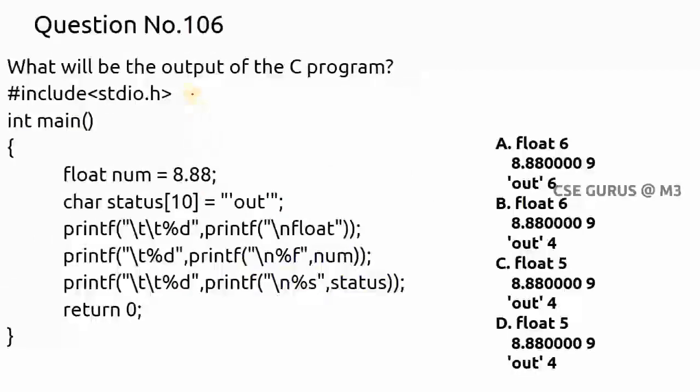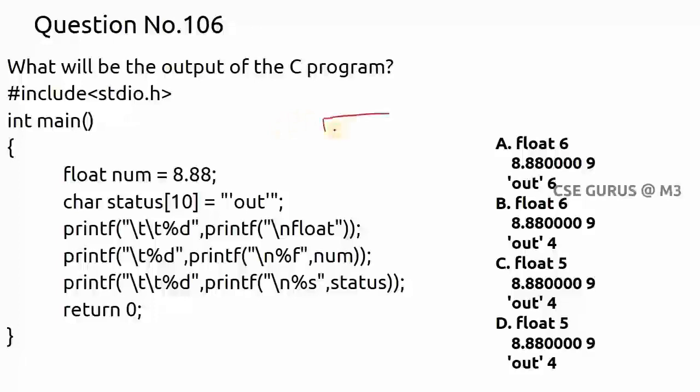Coming to question number 106. What will be the output of this C program? Here it is given float num, the value is 8.88. Then char status, it is a string. I have taken the string as OUT. Not only OUT, you can observe I have given single quotes also. So double quotes and single quote, that means your string will be stored like this. Anyway, anything you store in double quotes will be stored one by one character in a string.